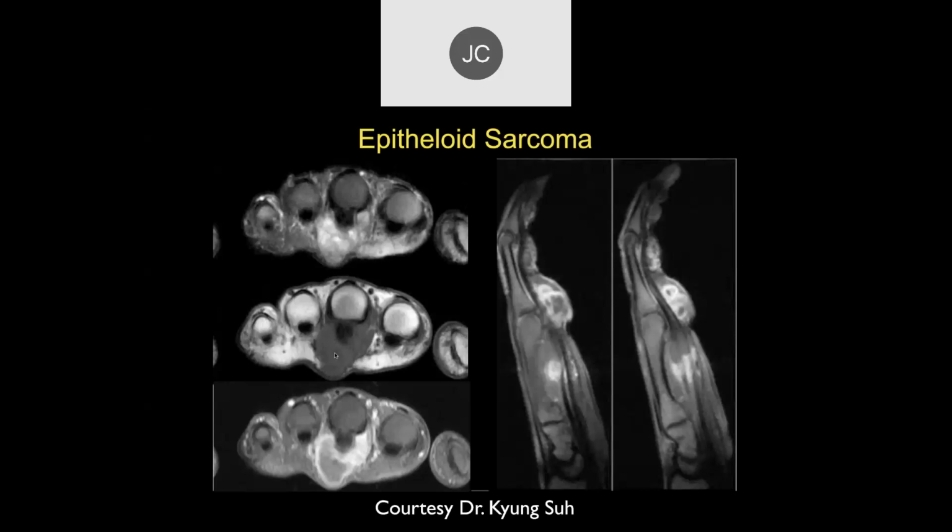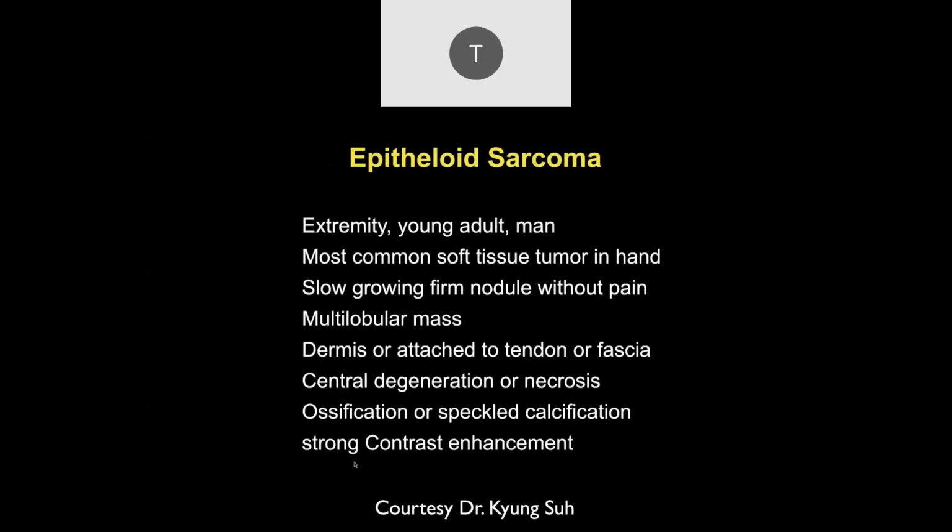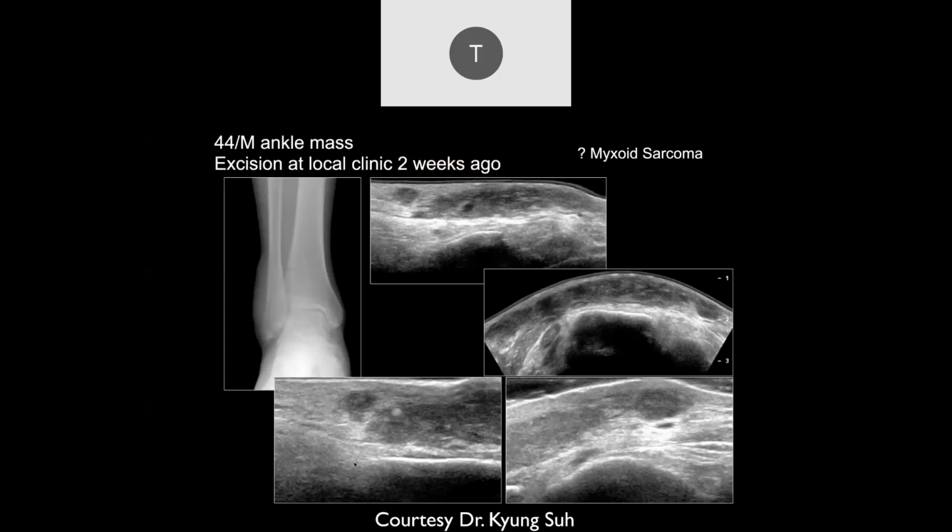And this looks more aggressive, but then with that recurrent PVNS, that was a very aggressive lesion as well. So you just have to maintain some level of suspicion when you see any findings that look like aggressive nature. Can be calcified.